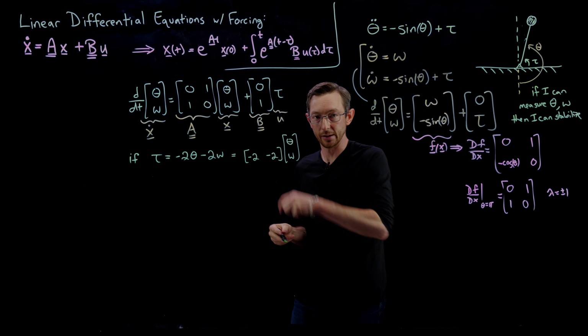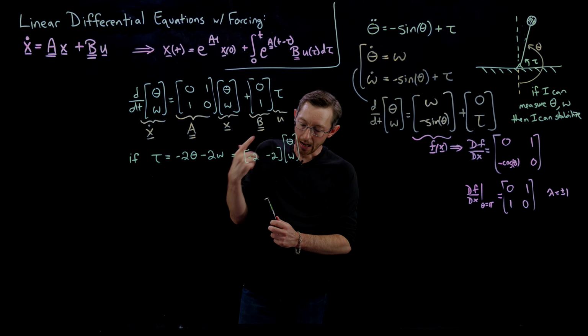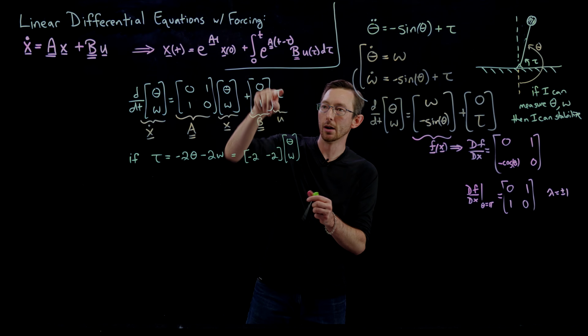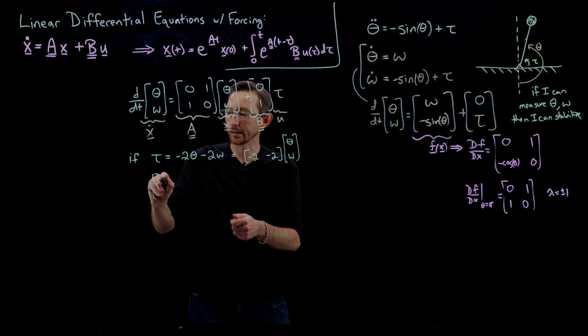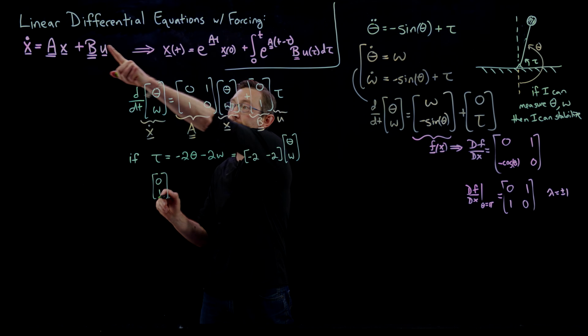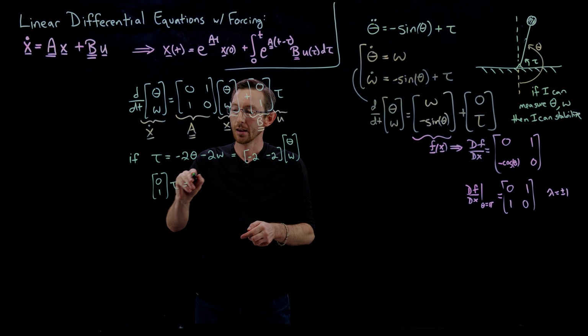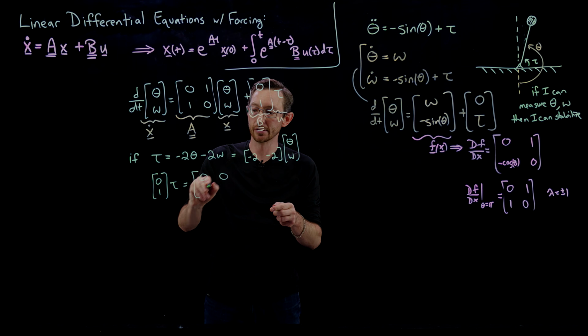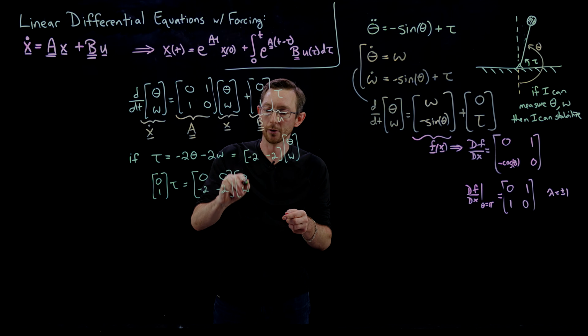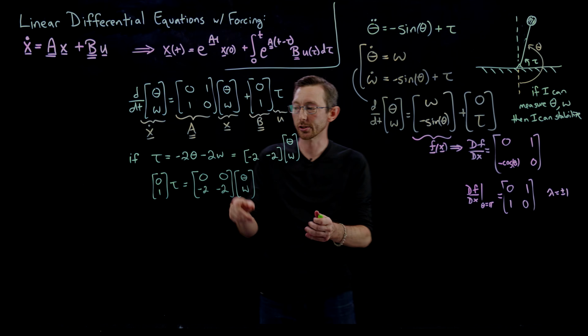Okay, so this can be written in matrix form like this. Plus 0, 1 tau, so this 0, 1, this B matrix times U, the 0, 1 tau, is going to equal a matrix 0, 0, -2, -2 times theta omega. Okay, you can convince yourself that this is true.